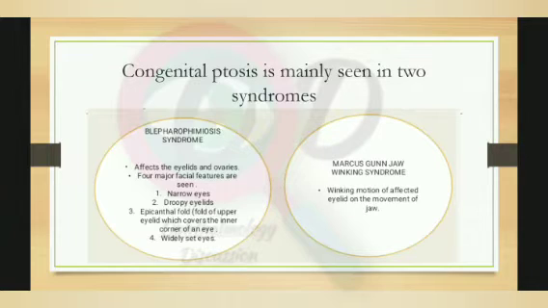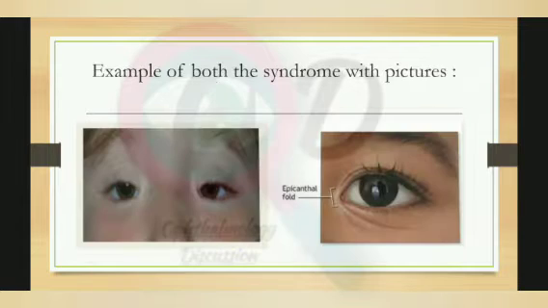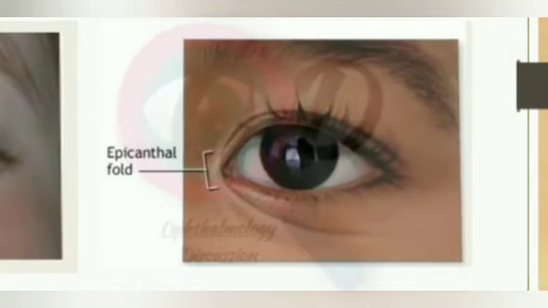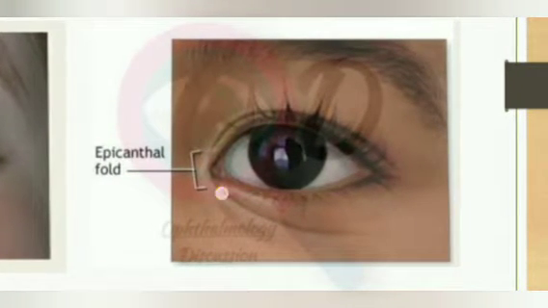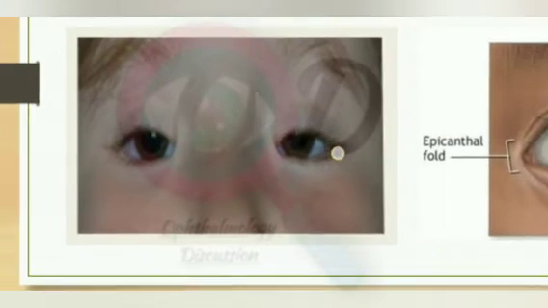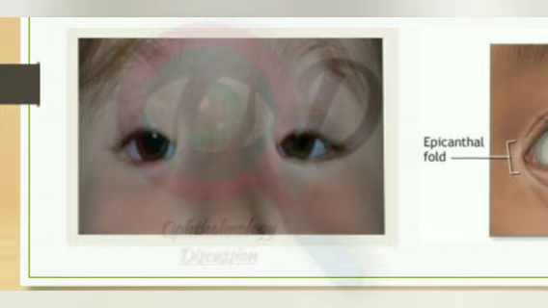What is an epicanthal fold? I will show you the image also. An epicanthal fold is a fold of the upper eyelid which covers the inner corner of the eye. See this. Whenever the fold of the upper eyelid is covering the inner corner of the eye, this is the epicanthal fold. As well as that, you can see the blepharophimosis syndrome in a child. So this makes a narrow eyelid.